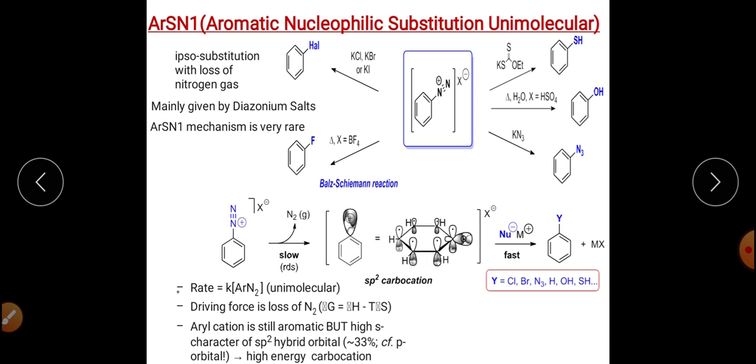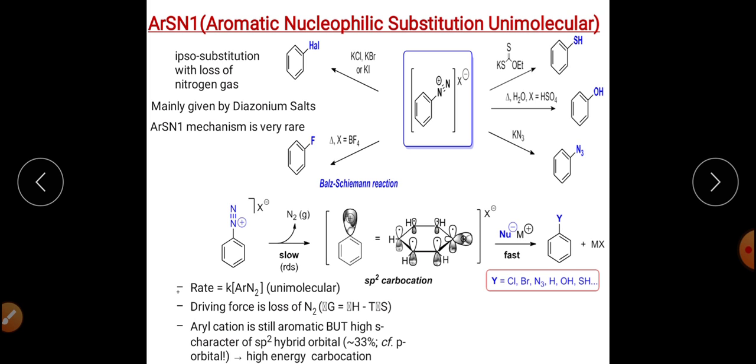Phenyl cation will be synthesized. After formation of this phenyl cation, it will be attacked by the nucleophile. Here your nucleophile is Y, where Y can be chlorine, bromine, N3, and so on. After attack of the nucleophile, it will get converted into the desired product. So this is the case of unimolecular aromatic nucleophilic substitution.